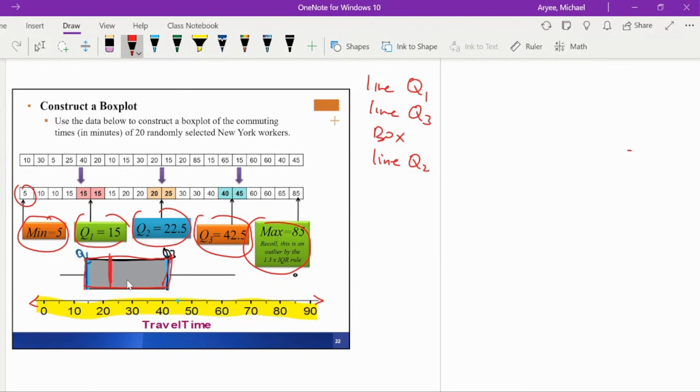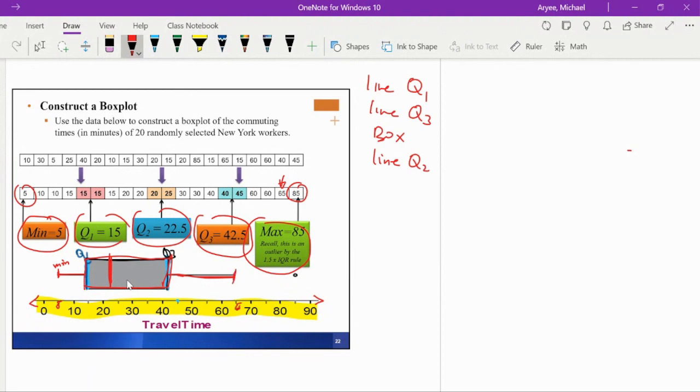Then, because there's no lower outlier, you make just a line to the minimum, which is 5. But there's an upper outlier. So what you usually would do is circle the outliers in your data and then ask yourself, what is the last value before the outliers? The last value is 65. So you're going to draw the upper whisker up to 65.